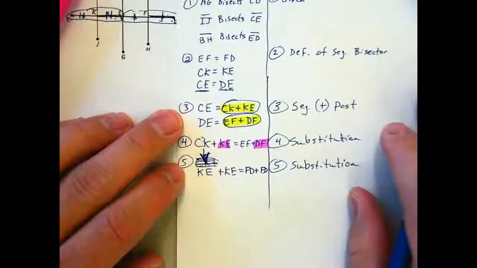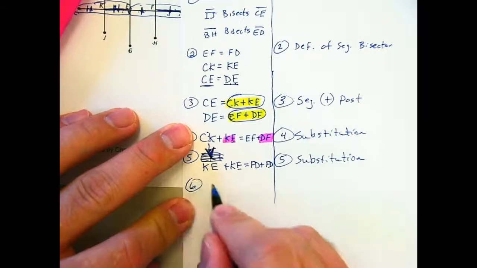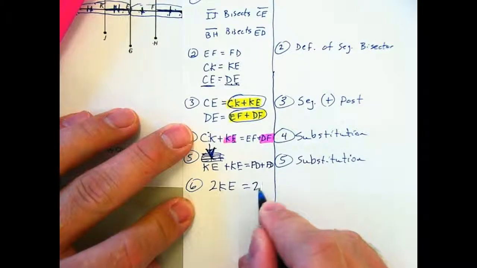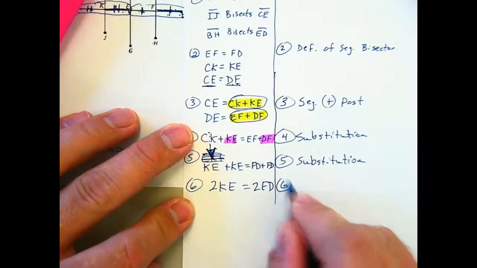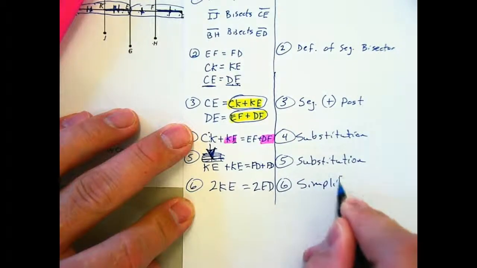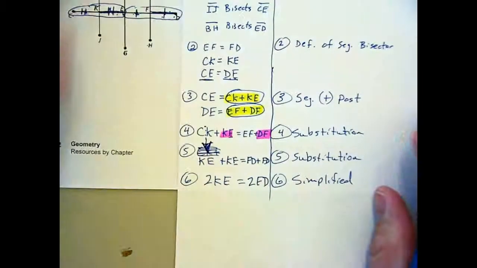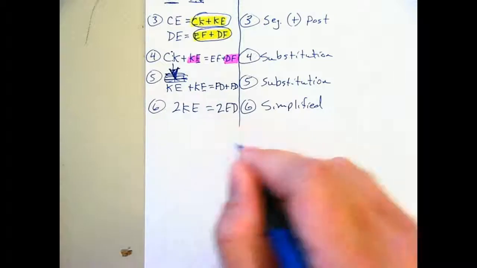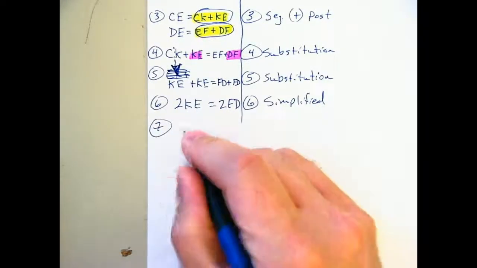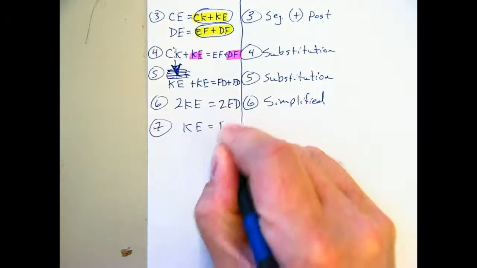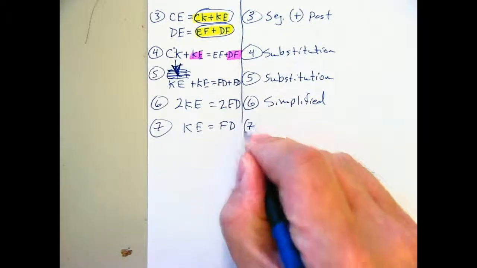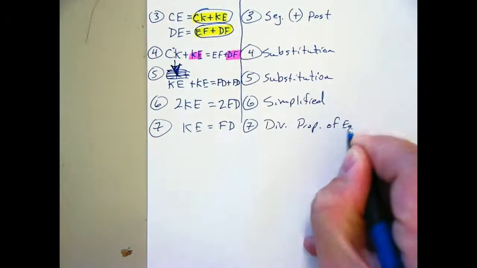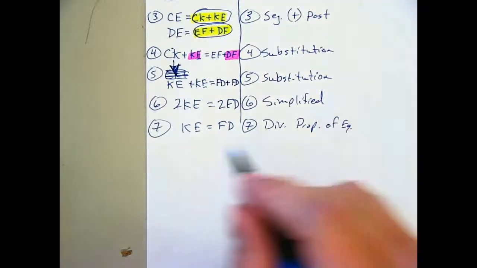All right, now, how many KEs do I have? 2 KE equals what here? 2 FD. What did I do there? I simplified. Now it's straight algebra. Because really, what do I not want anymore? The 2's. How do I get rid of 2 on both sides? Good. Okay, KE equals FD based upon the division property of equality. That is our statement we wanted there.